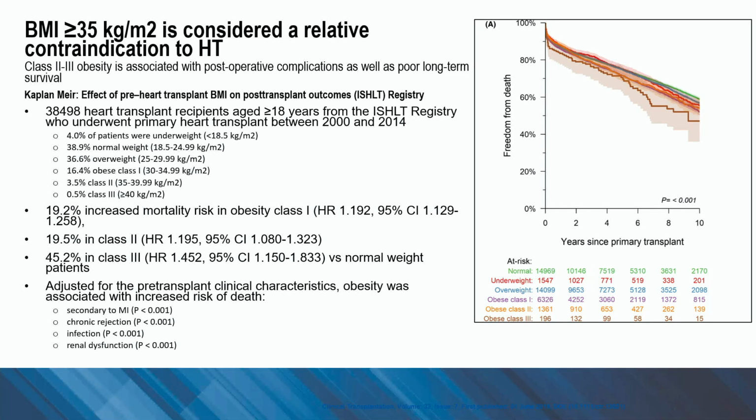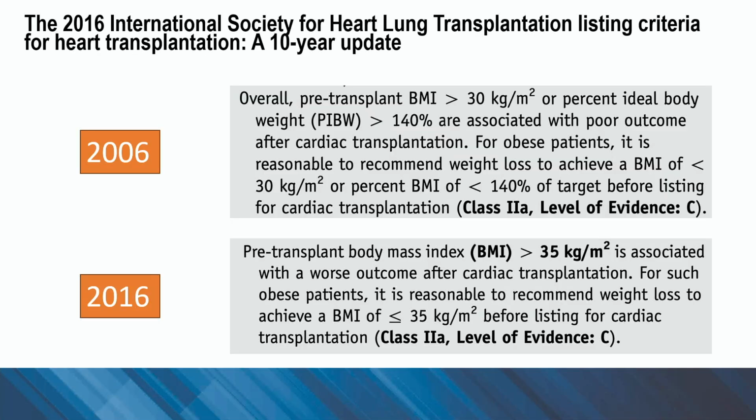And you can see really the drop in survival at that higher BMI. Obesity was associated with an increased risk of death secondary to myocardial infarction, chronic rejection, infection, and renal dysfunction. And this kind of retrospective study really led to a change in the guidelines back in 2016. So prior to that, in 2006, a BMI greater than 30 was really a relative contraindication, whereas in 2016, after this big registry publication, it moved up to 35.